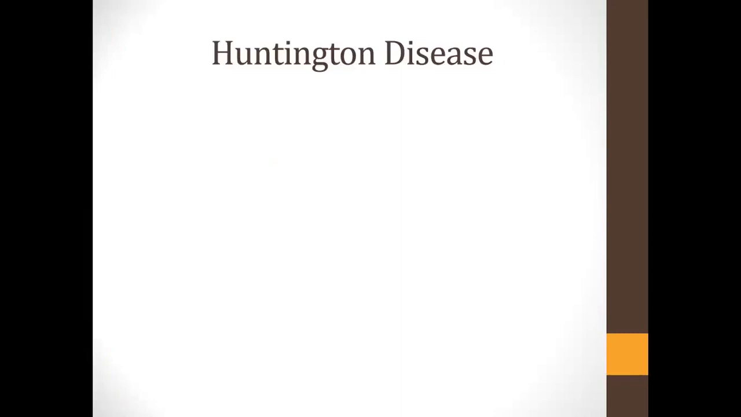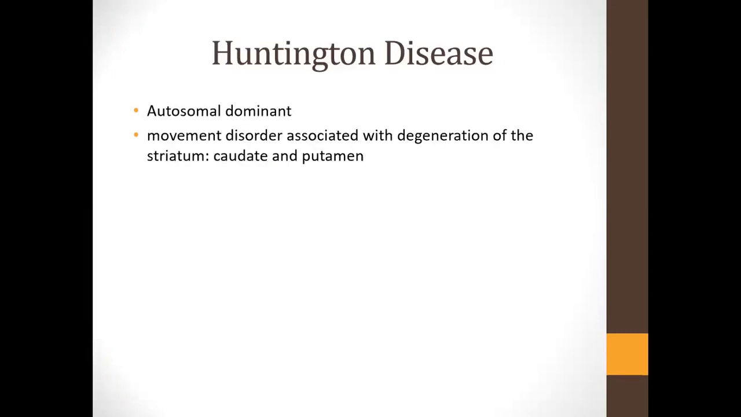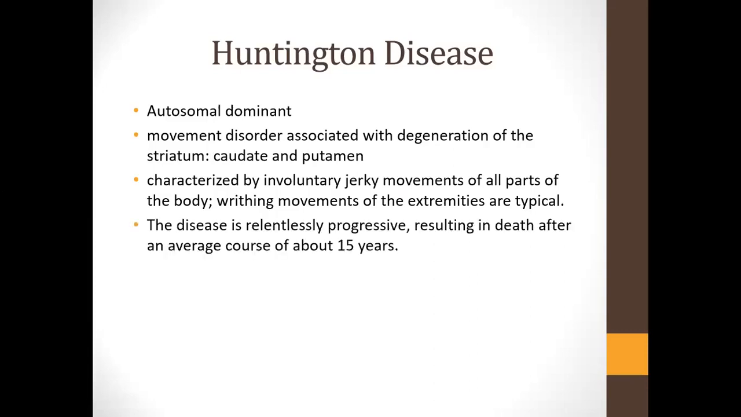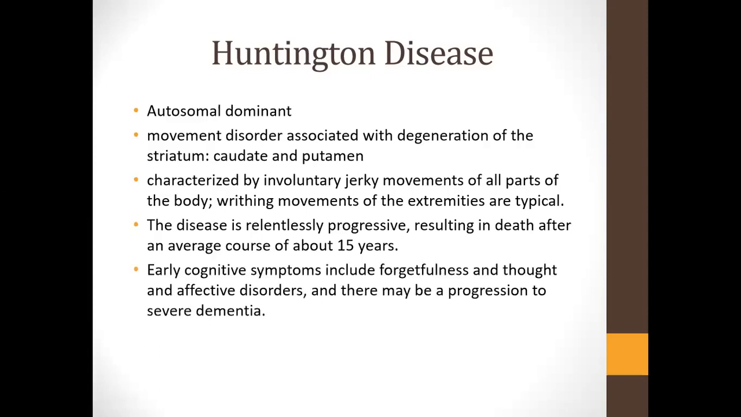Next, we have Huntington's disease. It is an autosomal dominant movement disorder associated with degeneration of striatum. Very important: which part of striatum is involved? The caudate and putamen. Very important question. It is characterized by involuntary jerky movement of all parts of the body. Writhing movements of the extremities are typical. This disease is progressive, resulting in death in about 15 years.